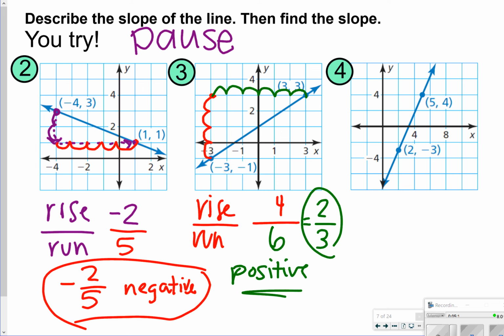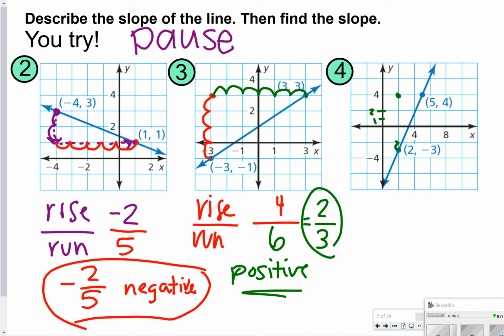Okay. Number 4, you did need to be careful because you notice your intervals are every 2. So that means a half step would be 1. Okay, so just be careful with that. And I need to rise up first and then run. So I'm going to count half steps here.